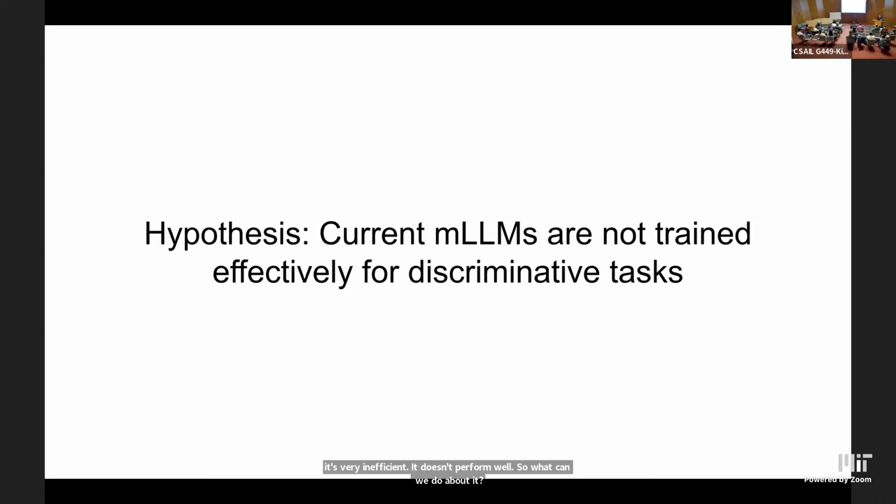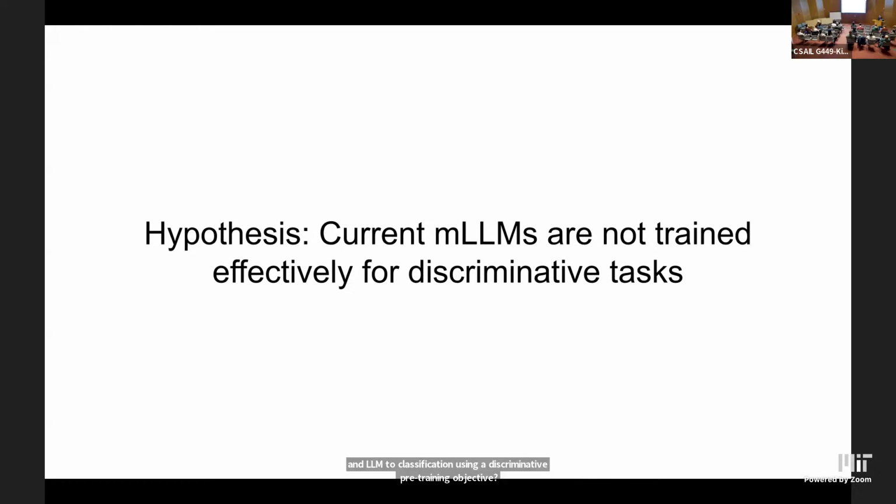The hypothesis we had was that it's not that LLMs are inherently bad for classification. It's that they're not trained effectively for discriminative tasks. What I mean by that is they're trained in a generative way. They're trained to predict the next word token, and they're not actually trained to discriminate, like, is this a sedan versus a hatchback, for example. So we wanted to see, with this hypothesis, can we adapt an LLM to classification using a discriminative training objective?